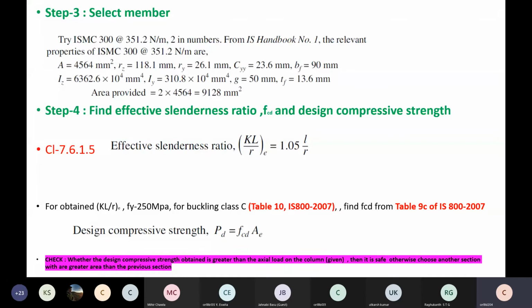So everybody got the value of 1119.5 or 1118. Any problem in calculating FCD? Everybody got the value as 122.5 something? Yes, ma'am. Okay, so now we'll move to the next step.